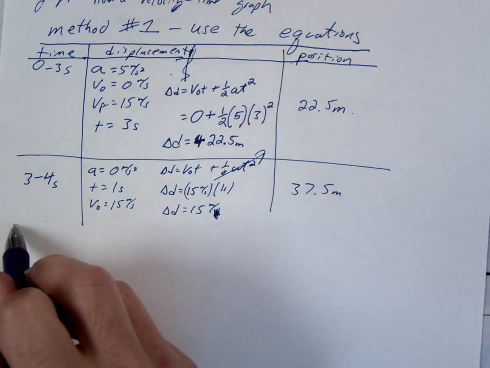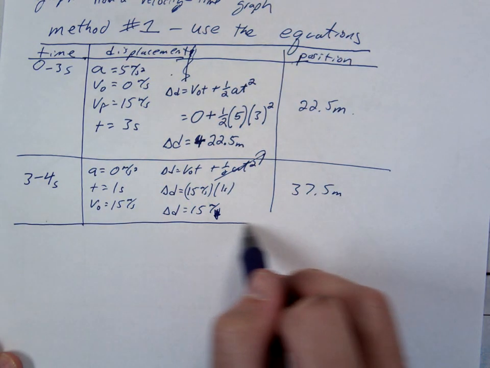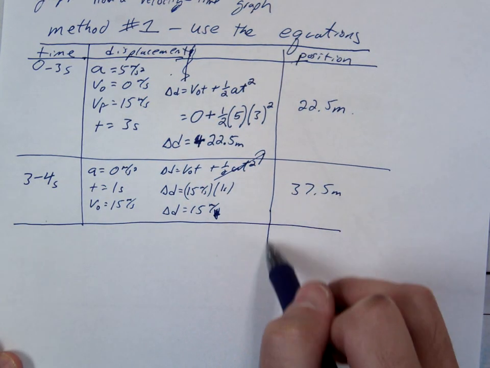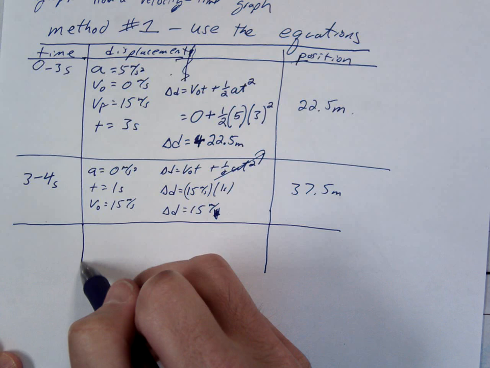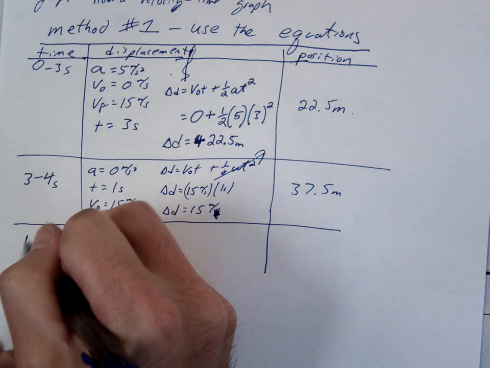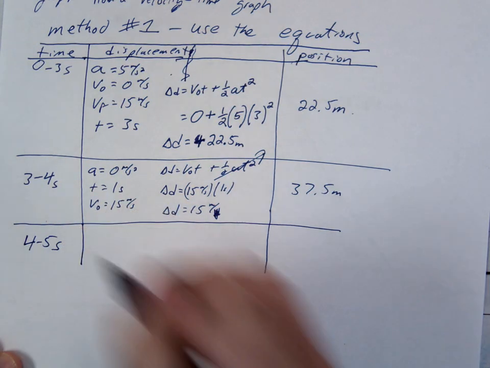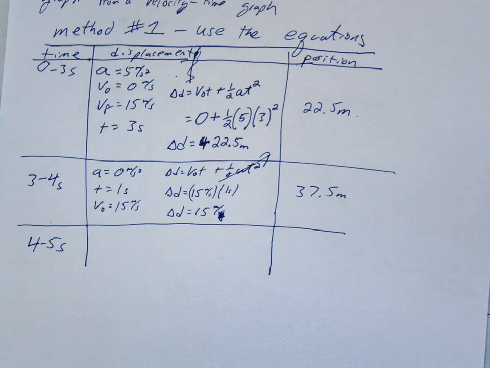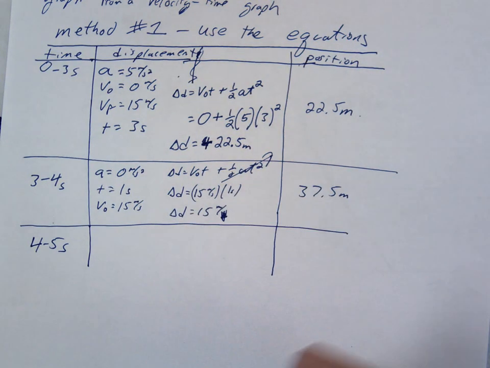All right, so why don't you guys go ahead and do that for each little segment. So we have 3 to 4, 4 to 5. See if you can do this on your own, figure them out. I'll just kind of do it quietly up here.